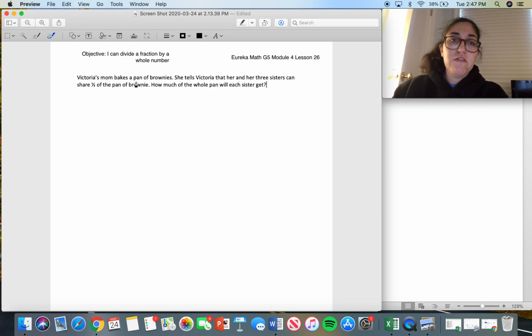Victoria's mom bakes a pan of brownies. She tells Victoria that her and her 3 sisters can share half of the pan of brownies. How much of the whole pan will each sister get? So let's go through and let's figure out what information we need. So we know that Victoria's mom made 1 full pan of brownies. She made a whole pan.